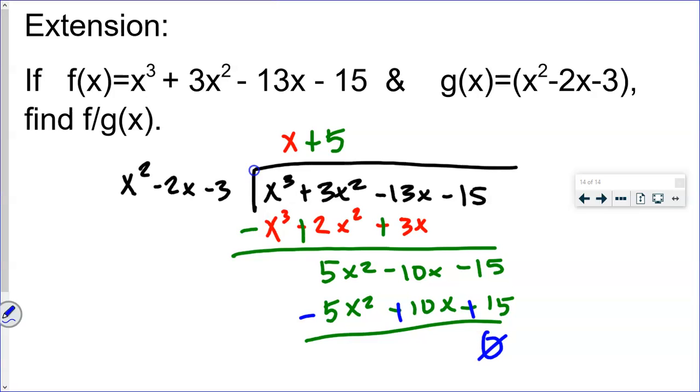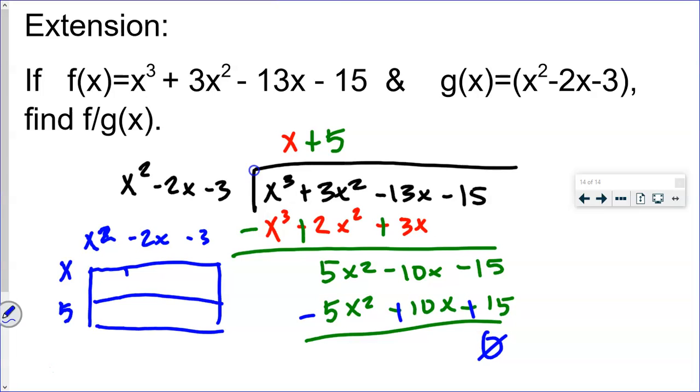So to check it, again, what would we do? We would do x and 5 here, and we would do x squared and a minus 2x. Sorry about that, y'all. And a minus 3, and use our box again. So this is x to the third minus 2x squared minus 3x, 5x squared minus 10x, and that's minus 15, right? See our like terms, guys? Here and here, and here and here.